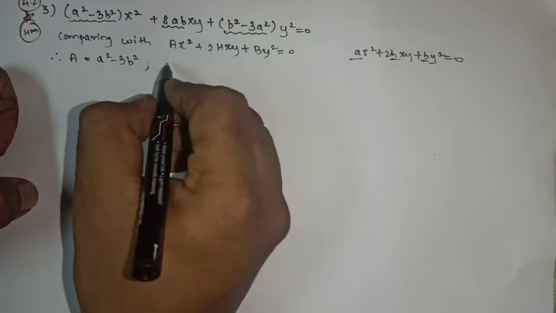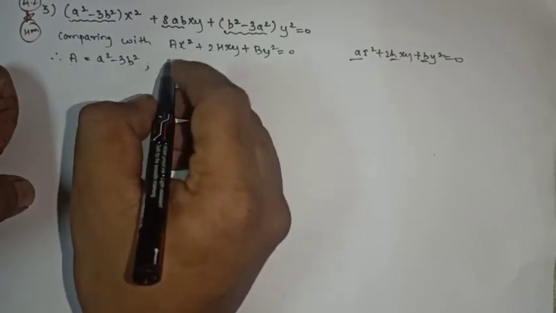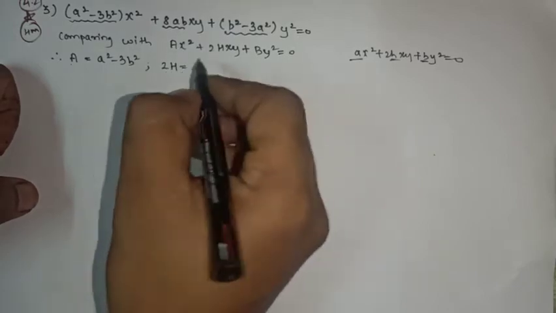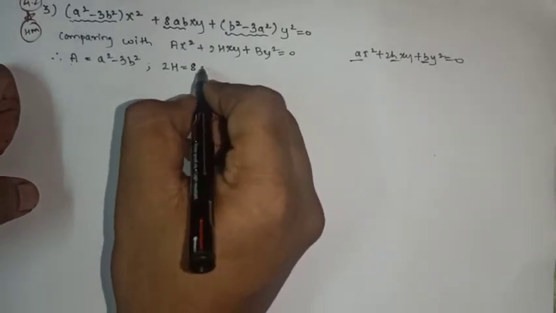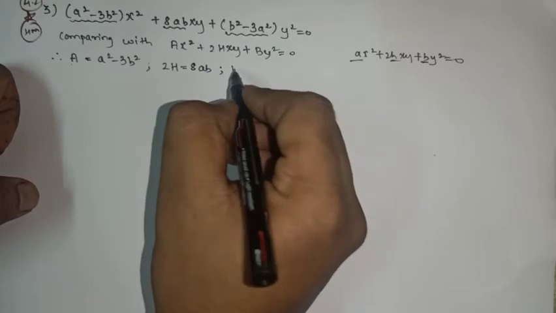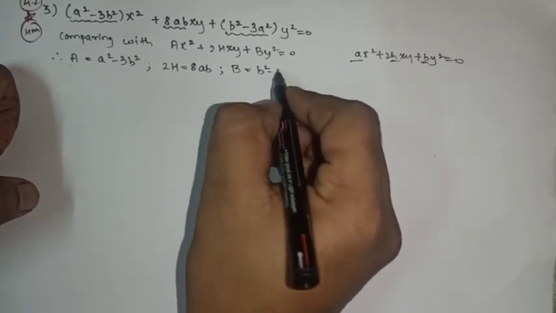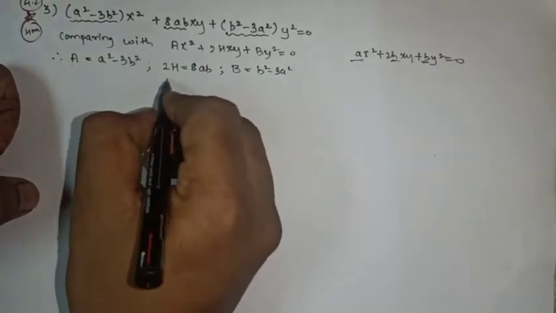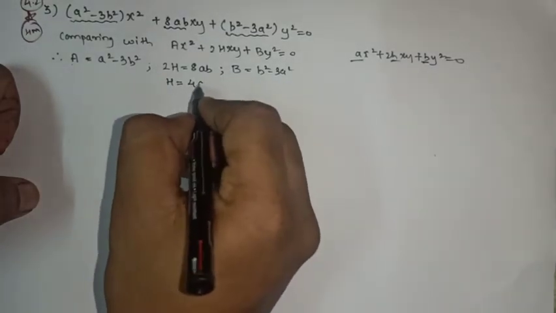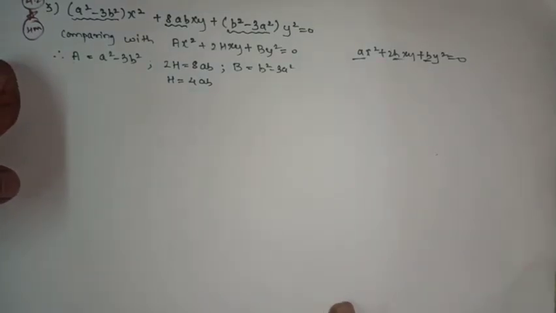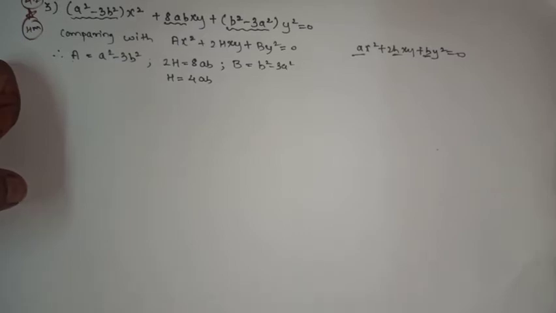Okay, so the next step will be what? 2h will be equal to 8ab, and capital B will be equal to what? B square minus 3a square. So therefore this h will be what? 4ab. 2 will go down. So here we got the value of capital A, H and B. Understood?